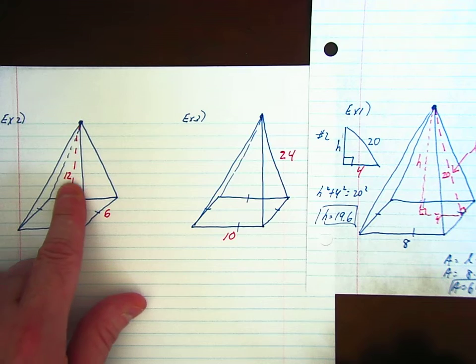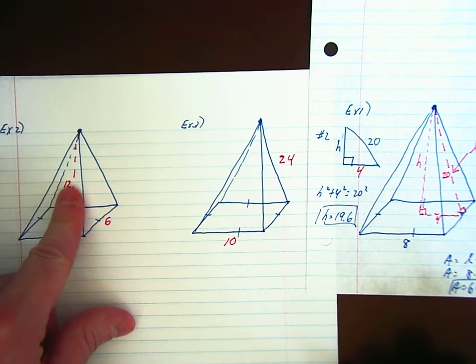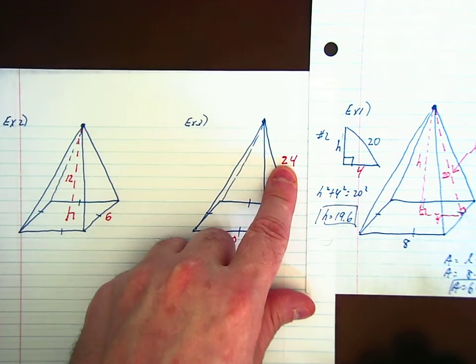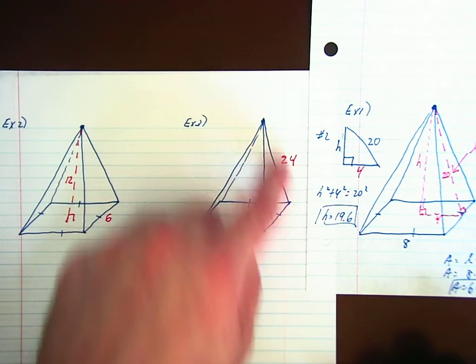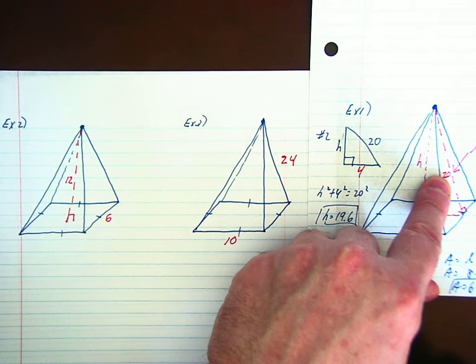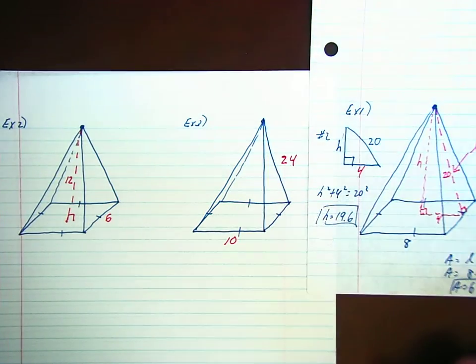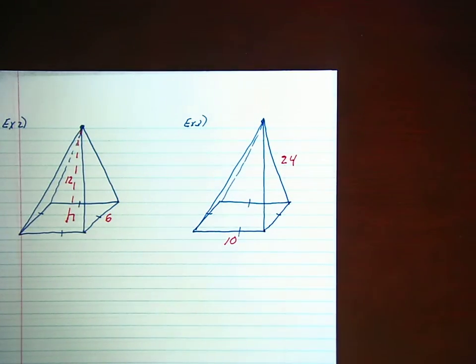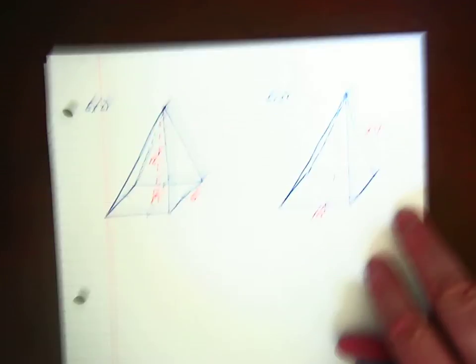In this case, I gave you height because it comes straight down, so that's what 12 is. In this case, I give you lateral edge because it's one of the blue sides. And in this case, I gave you the slant height, the problem we just did. So like I said, you have to identify which one is which. All right, let's try the last one. Or number 2 is the one we're going to do.